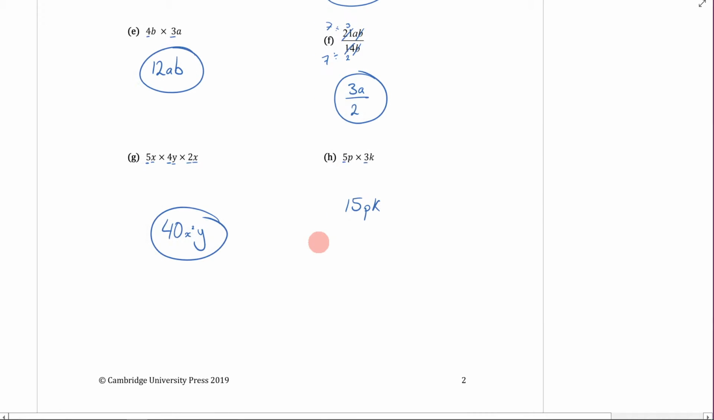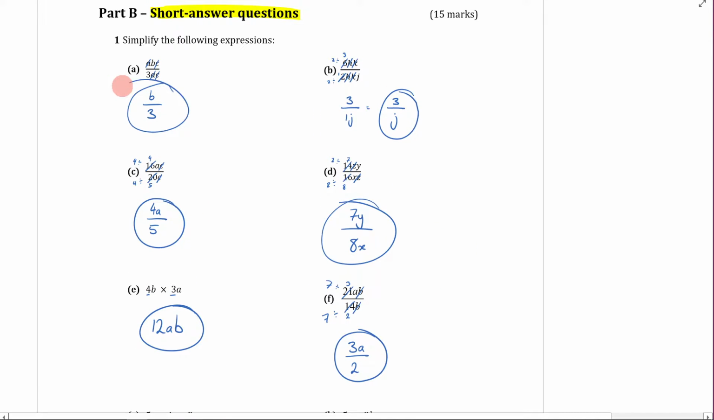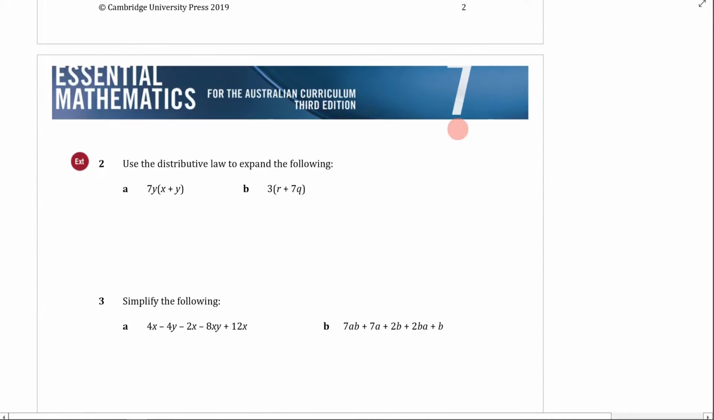This one, 5 times 3 is 15, and then PK. Perfect. Those are our answers. Hopefully you were successful with all of those. Now we continue on our journey.